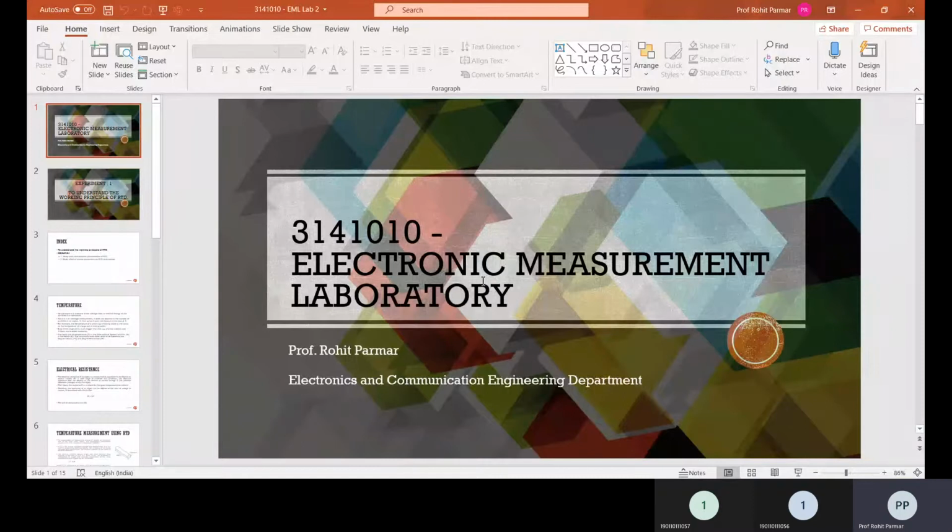So basically, in today's laboratory session, we are going to see one interesting thing. Okay, it belongs to the measurement. I have shared my screen with you people. Is it visible? Yes, sir.